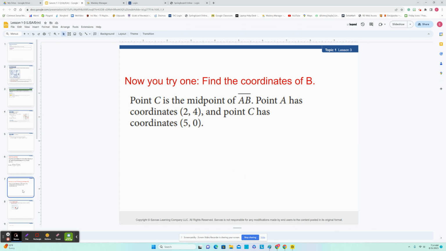Okay, so here is your example for you to try. It says point C is the midpoint of AB. Point A has coordinates 2, 4, and point C has coordinates 5, 0. All right, so I want you to try this on your own. If you do it correctly, do it on your own, but I'm going to give you the answer because I don't want you guys kind of flailing a little bit. I want to make sure you guys understand what's going on. In this case, point B should be 8, comma, -4. If you did this correctly, this is what you should get.